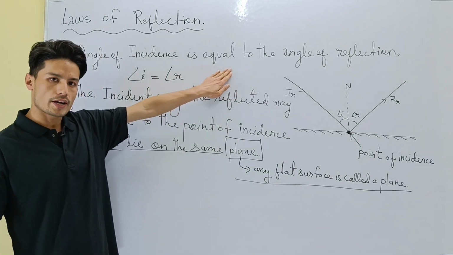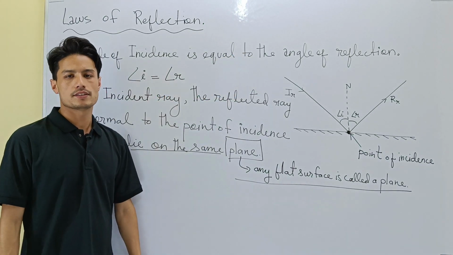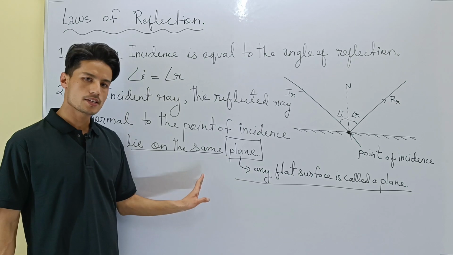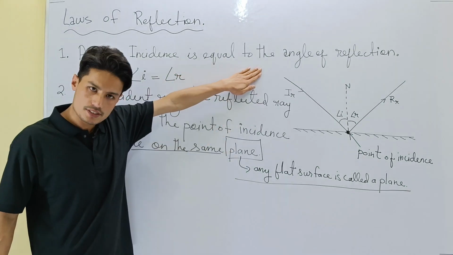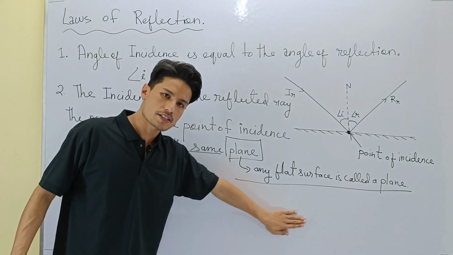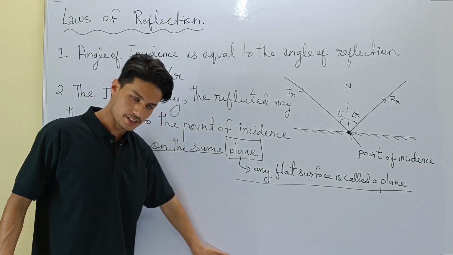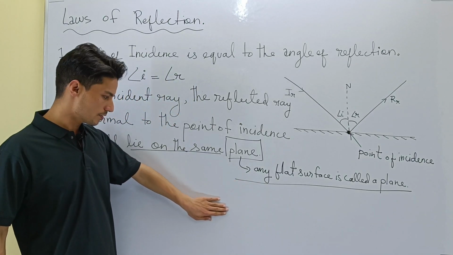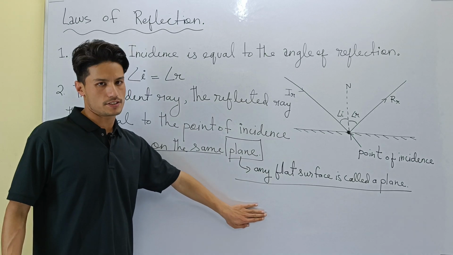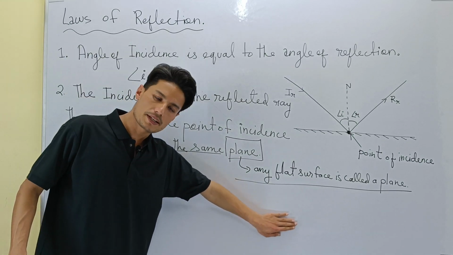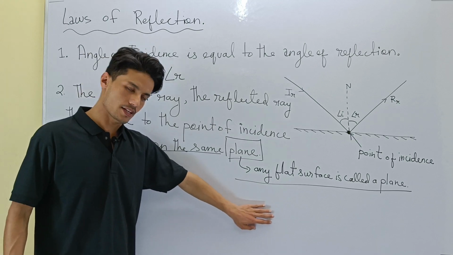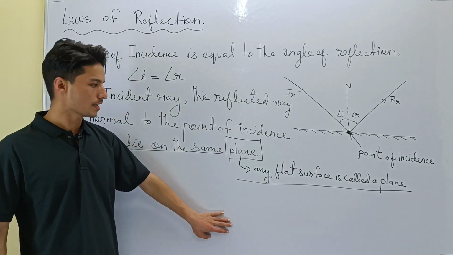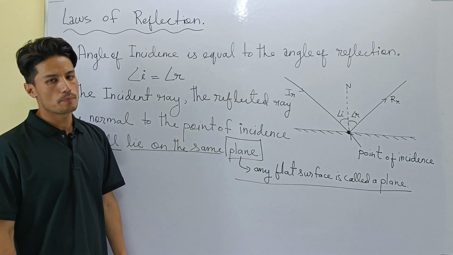is this whiteboard a plane? What is the answer? Yes or no? Before you say yes or no, is this a flat surface? Definitely yes, isn't it? This is a flat surface. Any flat surface is called a plane. So that makes this whiteboard a plane, isn't it? Yes, so it is a plane. So remember class, any flat surface is called a plane.